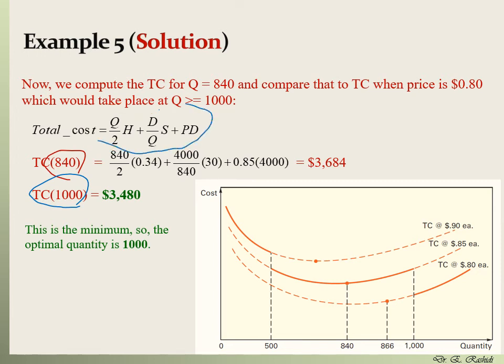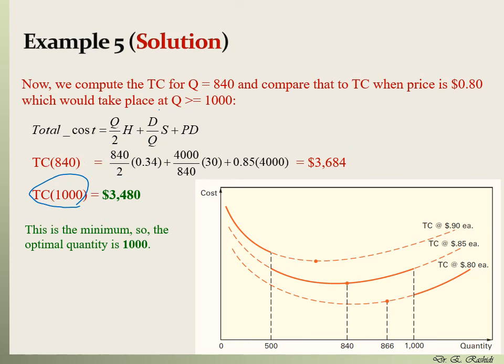So if we plug in everything in this for Q equal to 840, we're going to get 840 divided by 2 multiplied by H, the carrying cost, which is 34 cents, plus D divided by Q, which is 4,000 divided by 840 multiplied by S, which is $30, plus P multiplied by D. P is 85 cents and D is 4,000. So if we do the math, the total cost when Q is 840 is $3,684.